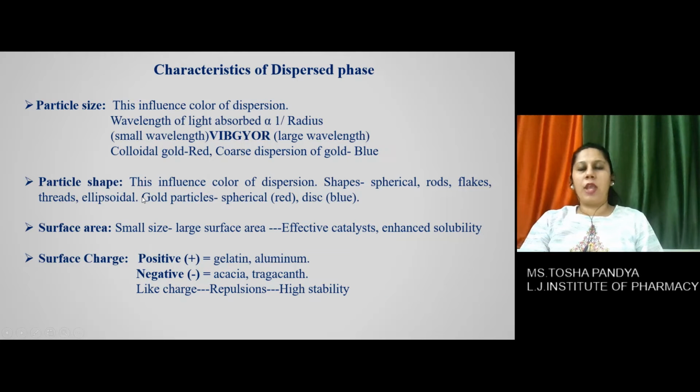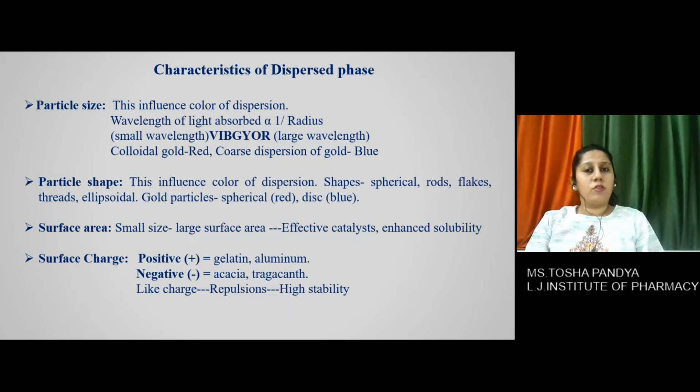The particle shape also influences the color of the dispersion. As you can see, you have various shapes of colloidal dispersions. They may be spherical, rod-shaped, flakes, threads, or ellipsoidal. The gold particles, when spherical in shape, appear red in color, whereas when they are disc in shape, they appear blue in color. You can see that the shape difference also influences the color of the dispersion.